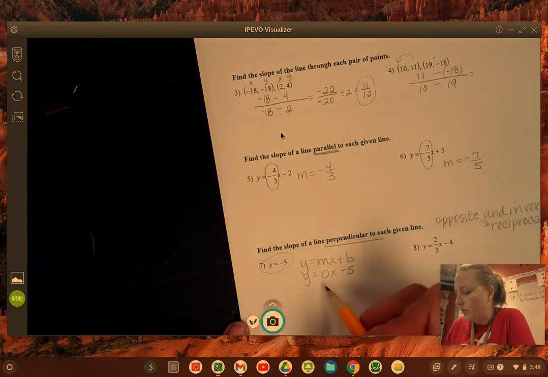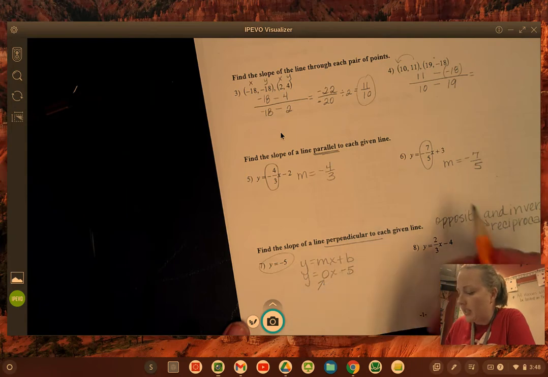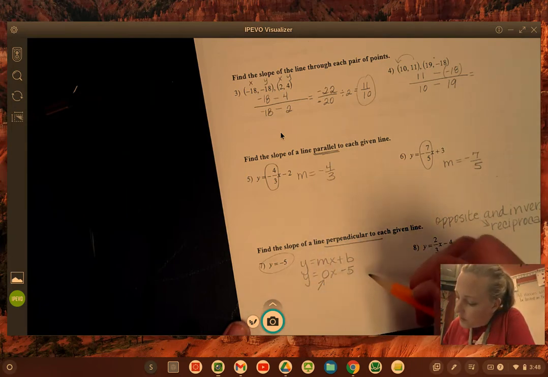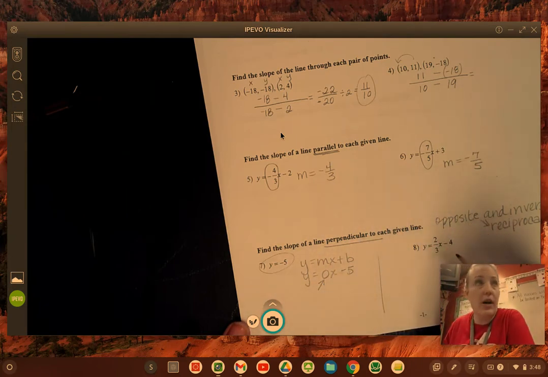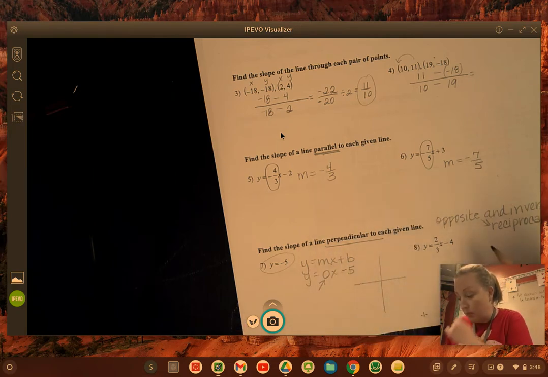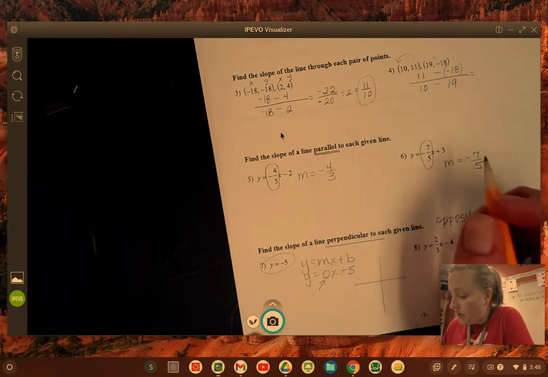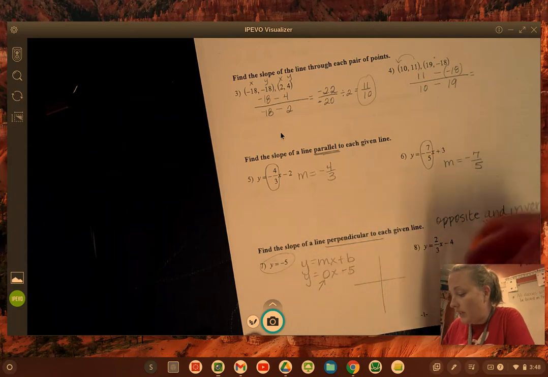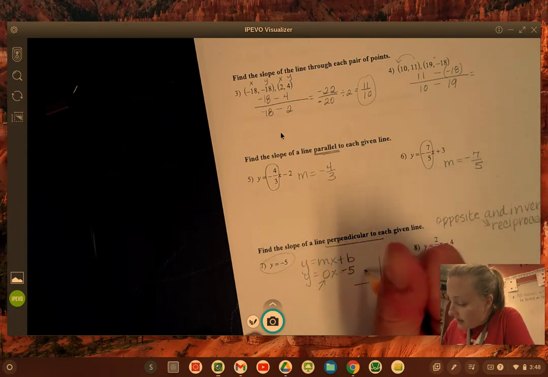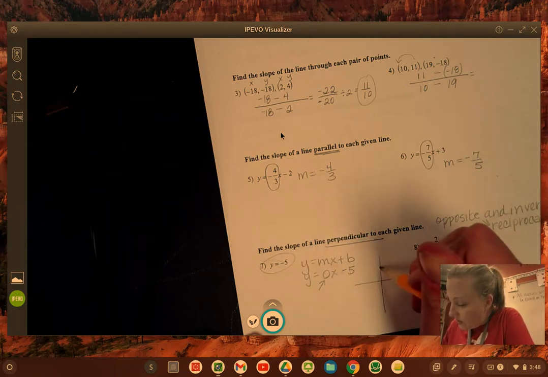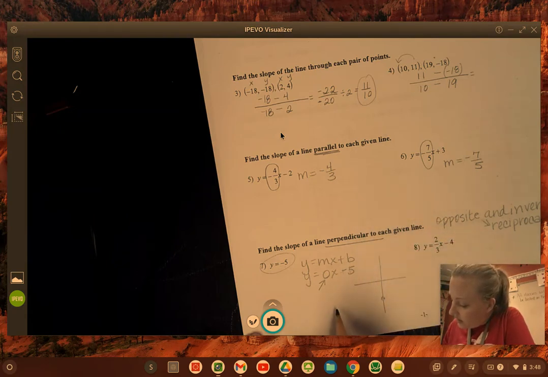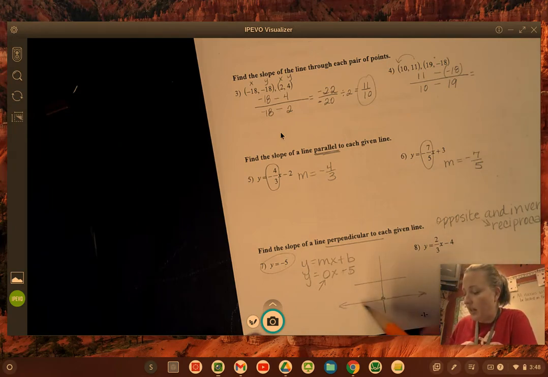So what is the slope of this line? 0. And if you get a problem like this where it's y equals or x equals and you don't know what to do, just go ahead and draw yourself a little graph. If it's y equals -5, that means we cross the y-axis at -5, right? And so we can draw that line. What's the slope of that line? 0. So m equals 0.